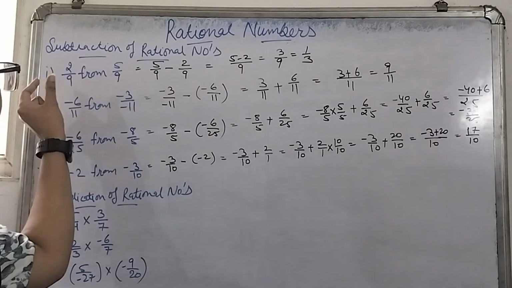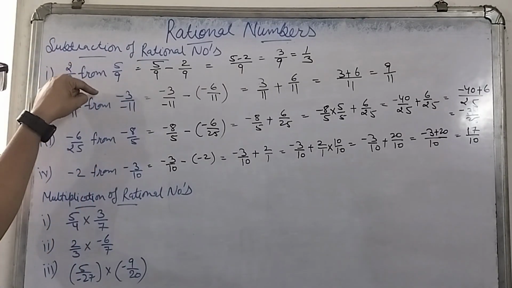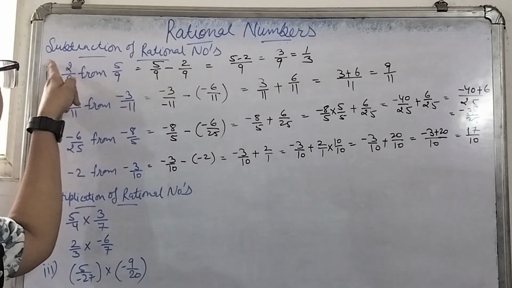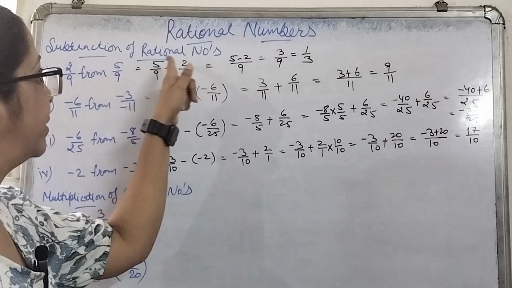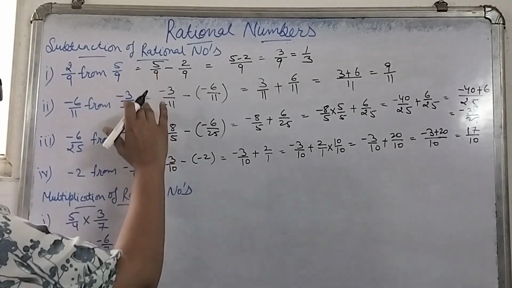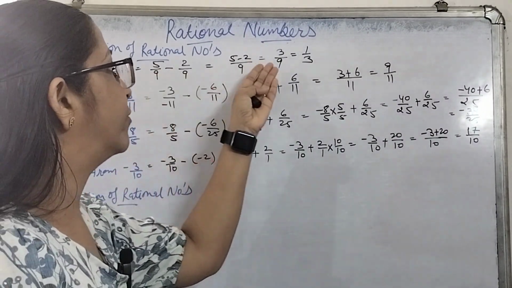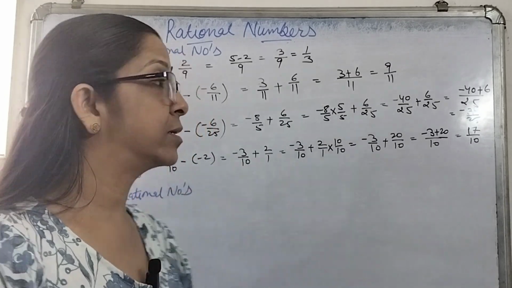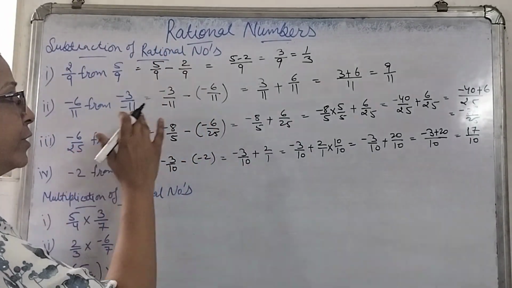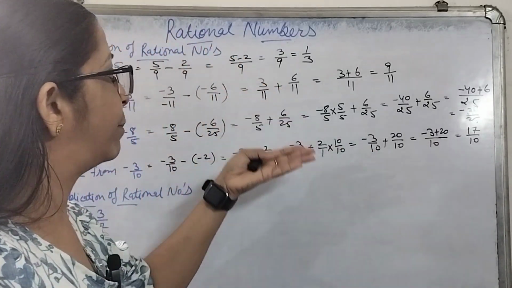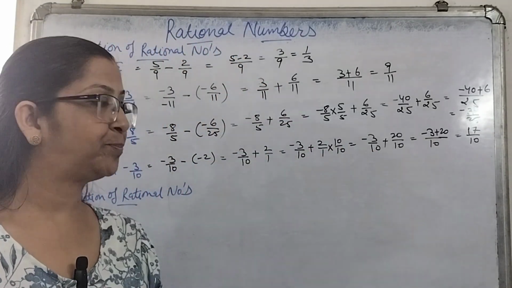First of all, we have to frame the equation. If this number is to be subtracted from this number, that means this number will come first, then the minus sign, and then the other number. We will be writing like this. If the denominators are same, we will keep the same denominator and simply operate on the numerators. And if denominators are different, first of all we will convert them into the same denominators and then do the same operations.